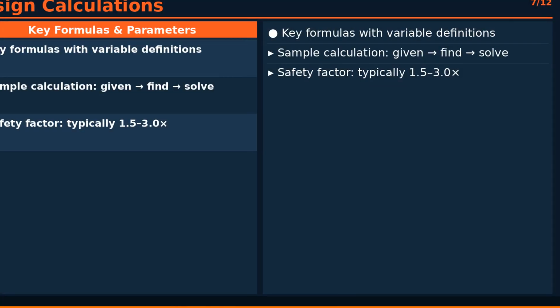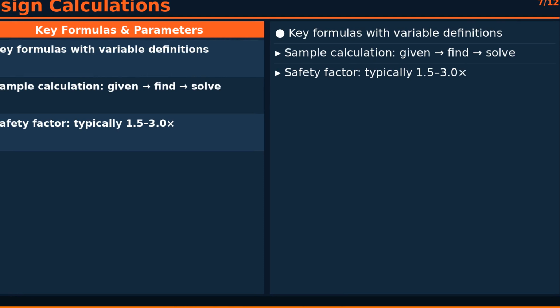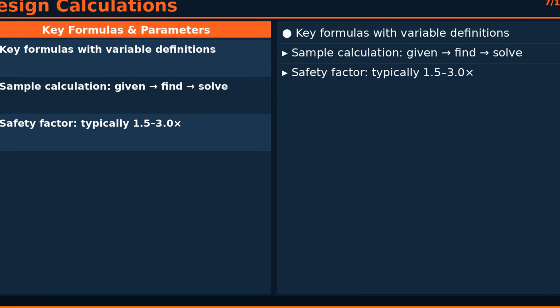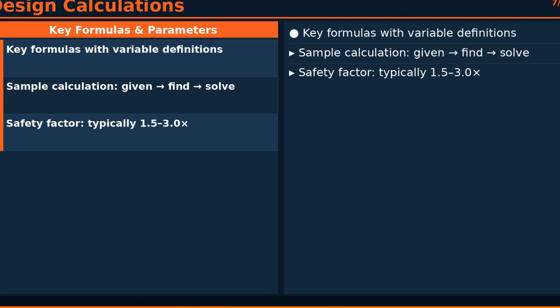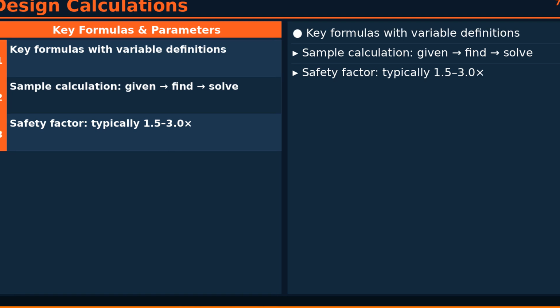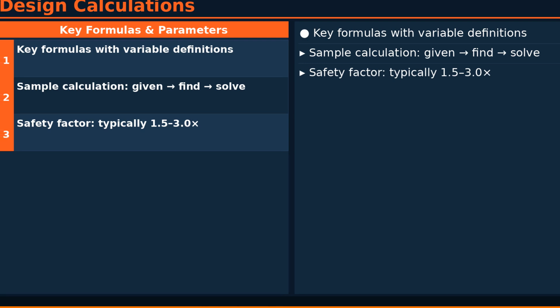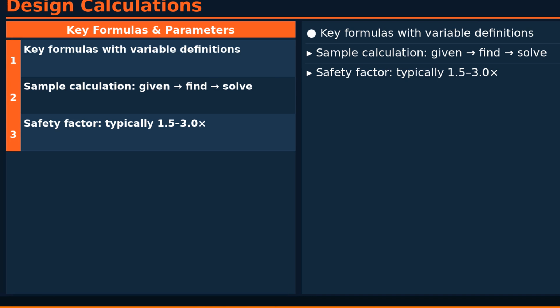Design calculations for types of plastics, thermoplastic vs thermoset, require applying fundamental formulas with correct parameter values. A worked example clarifies how to substitute known values and solve for the required quantity. Always apply a safety factor of 1.5 to 3.0 as per applicable engineering standards.